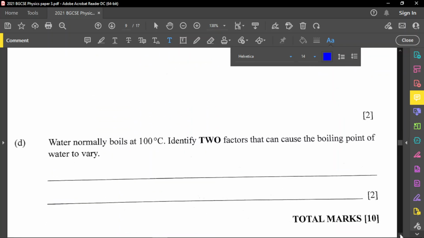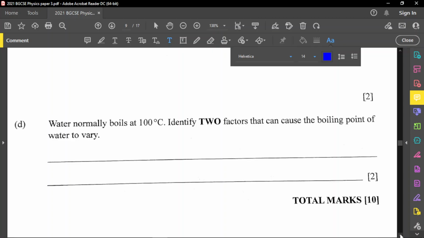All right, so let's look at part D. It said, water normally boils at 100 degrees Celsius. Identify two factors that can cause the boiling point of water to vary. One of the basic things that could change the boiling point of water is simple impurities, okay? So impurities is one of the major things. For example, you can have salt or dissolved minerals, whichever one you want to put. But impurities is fine. Another one here could be the altitude.